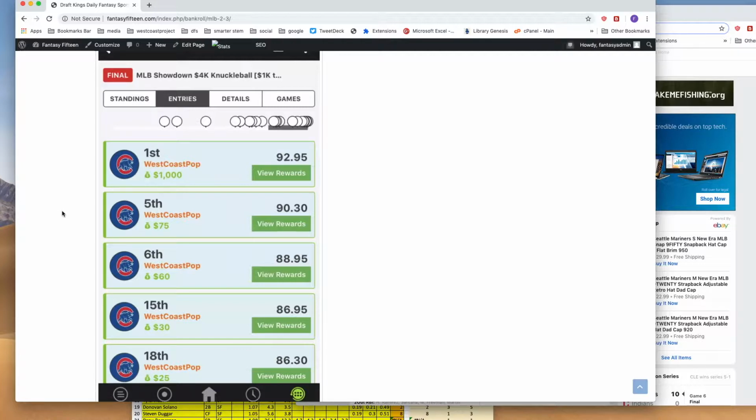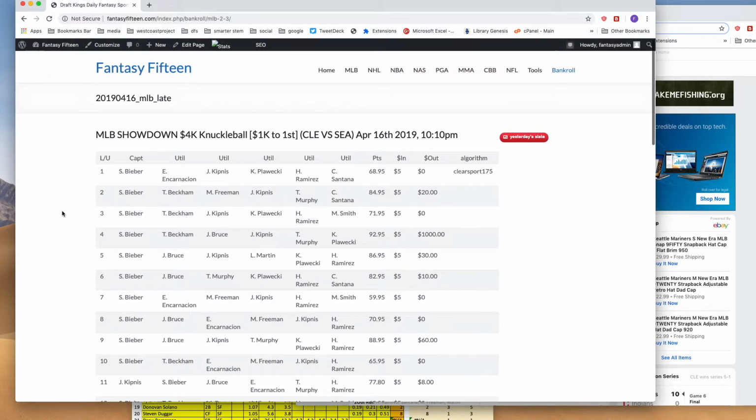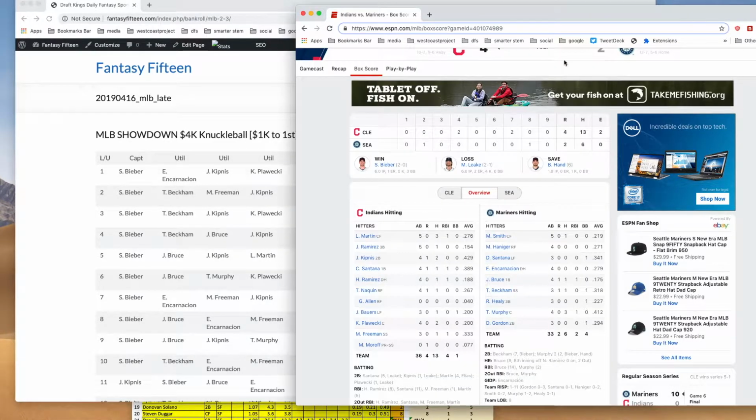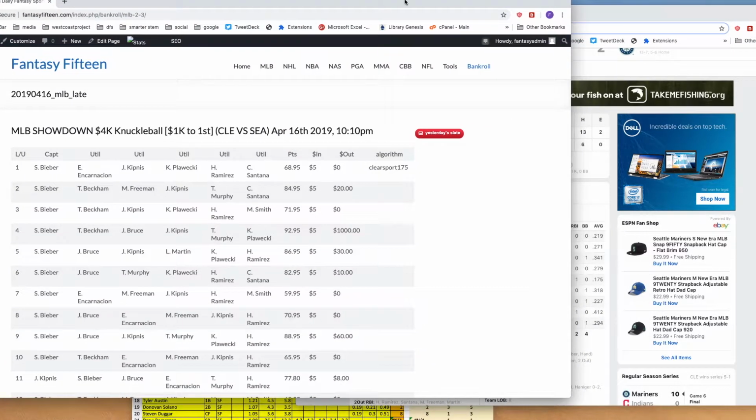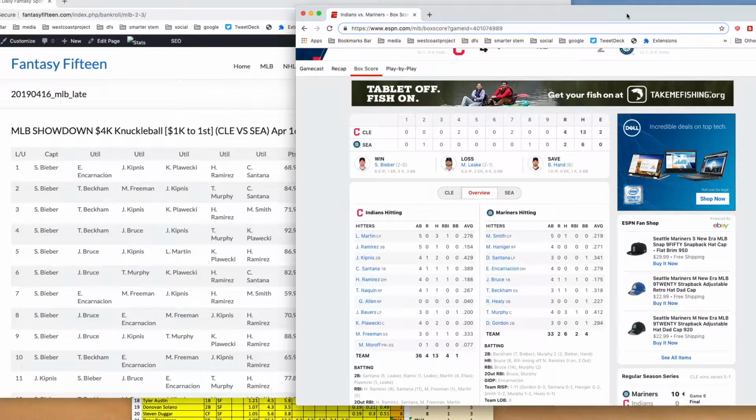So anyway, the game was Cleveland versus Seattle. And here's the game box score. Let's take a look at what we did here. See if I can get these both to fit.